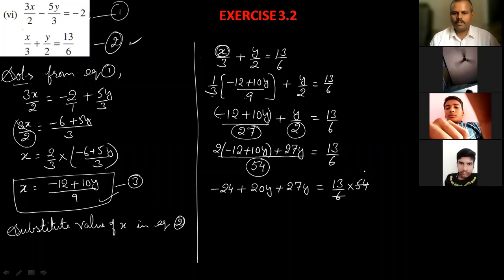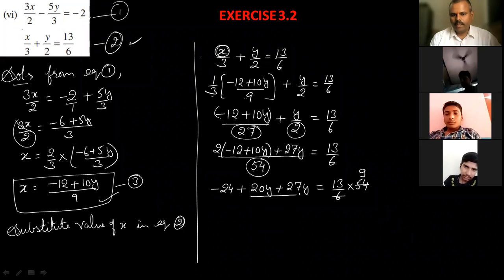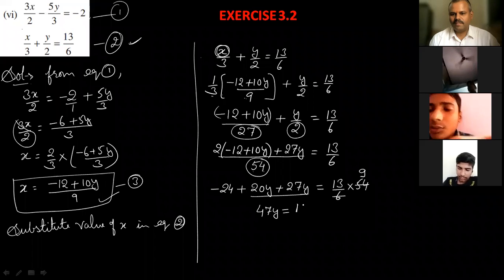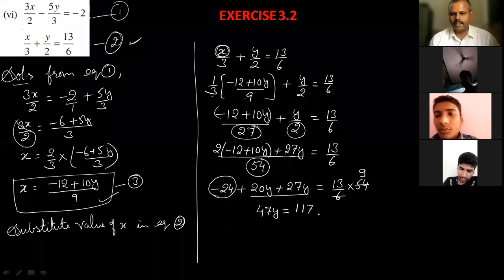So 6 and 54? 9 times. 20y plus 27y is 47y, equals 13 into 9. 13 nines are 117. And this minus 24, move it to the other side. It gives you plus 24.